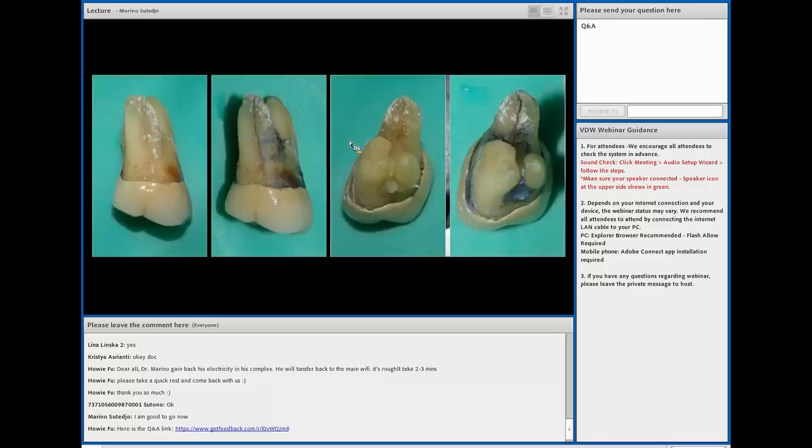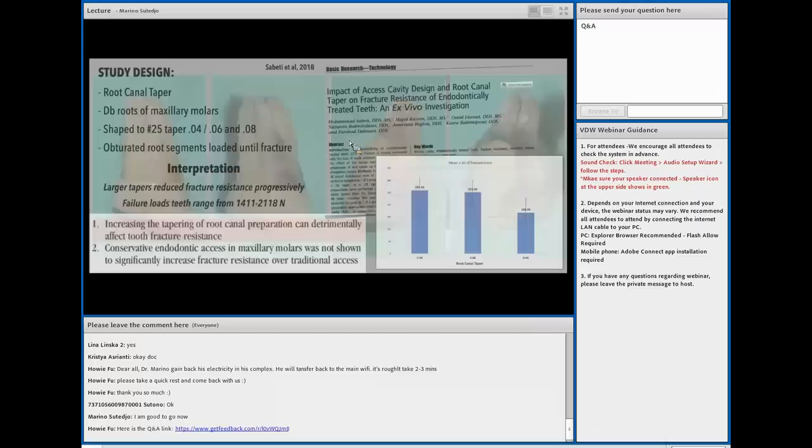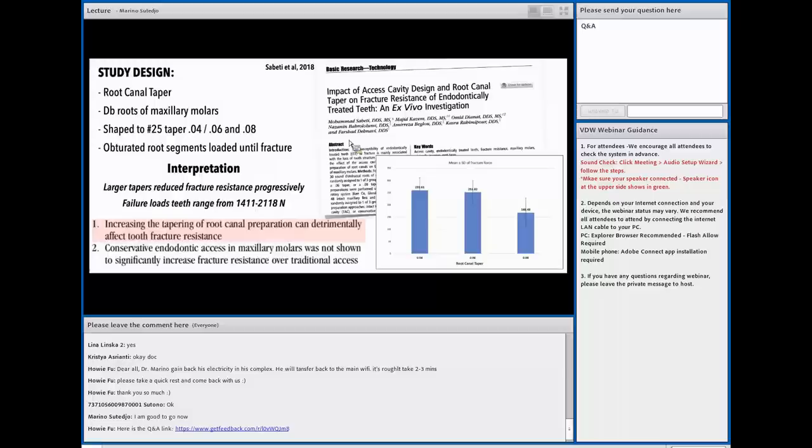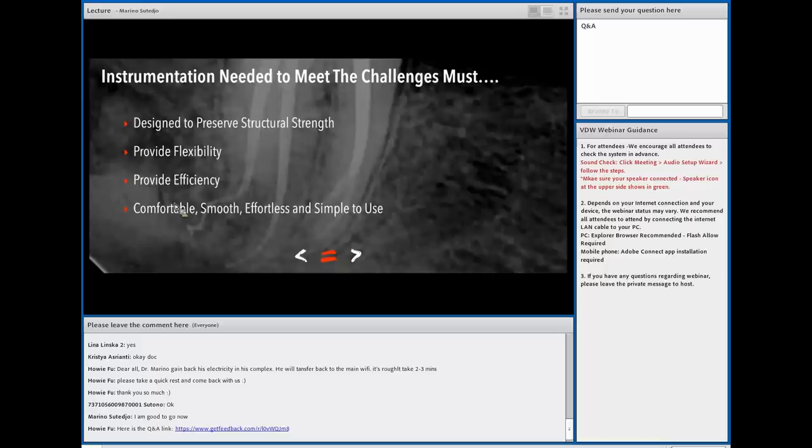We put too large a number of files to do some instrumentations. This is also a paper by Sapati back in 2018 that increasing the tapering of root canal preparations can detrimentally affect the tooth fracture resistance. As you can see, the bigger the taper, the higher the chance of cracks in the root area.